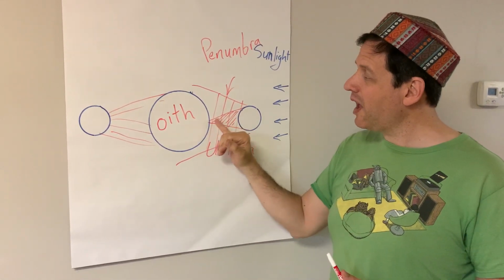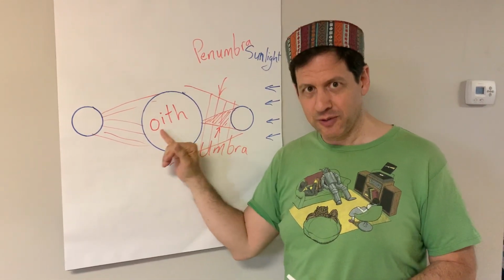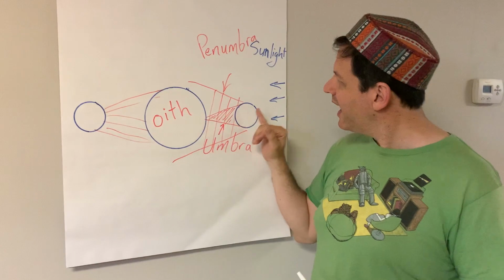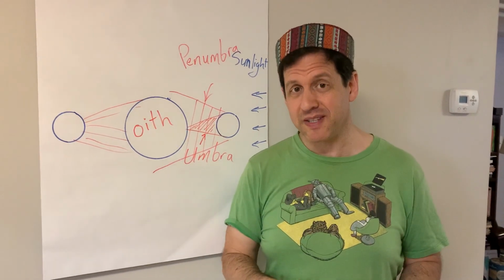But if you're right in the umbra, on the surface of the Earth, this is Earth science, we're learning about the Earth. If you're right in the umbra, then you get a total eclipse of the sun.